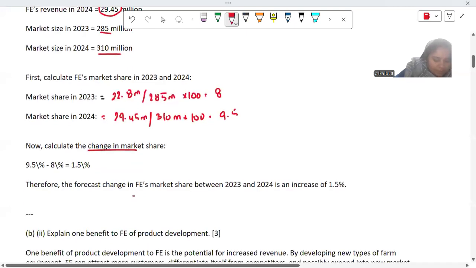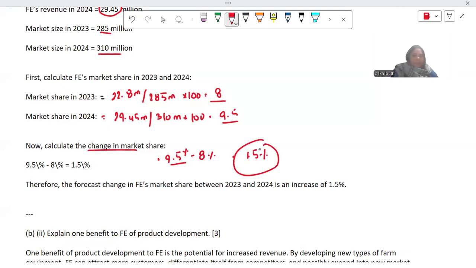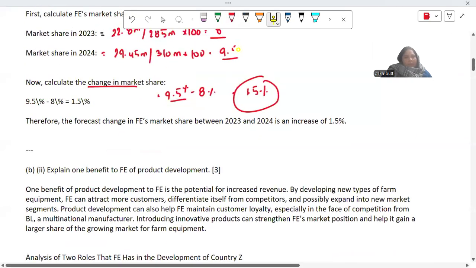It's very simple. We just need to subtract. In 2024, the market share is 9.5 and in 2023, the market share is 8. So what is the change? If you want to find the change, you need to deduct the 8 from the 9.5 and you will see the change which happened between 2023 and 2024. This is 1.5. Therefore, the forecast change in FE's market share between 2023 and 2024 is an increase of 1.5%.